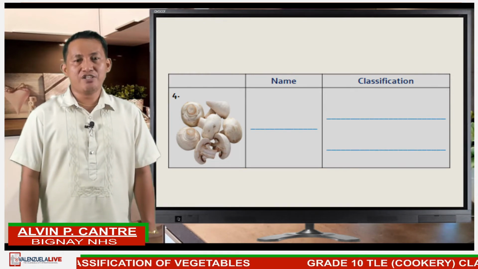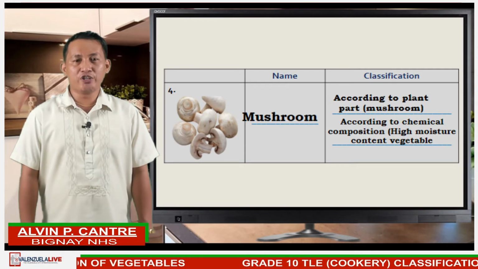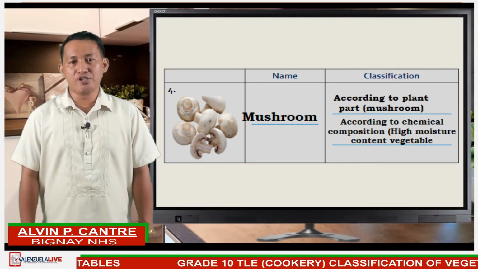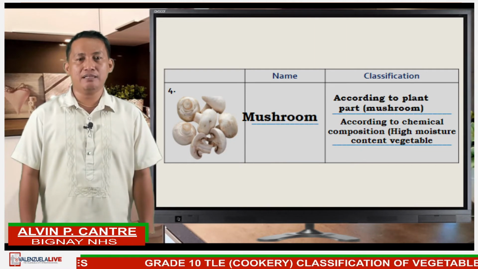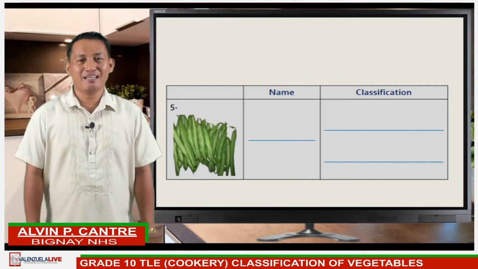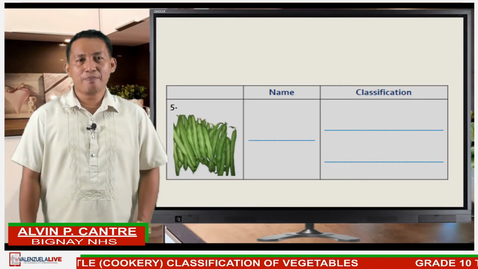The 4th image is a mushroom. Its classification is according to plant part, mushroom, and according to chemical composition, high moisture content vegetable. Now, let's go to the last. Your 5 seconds starts now.